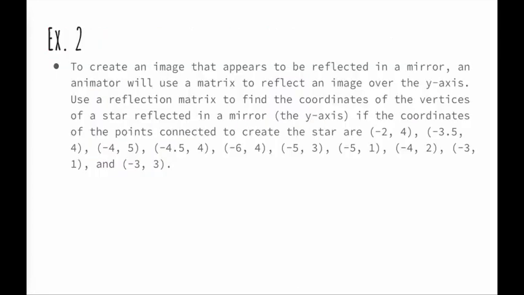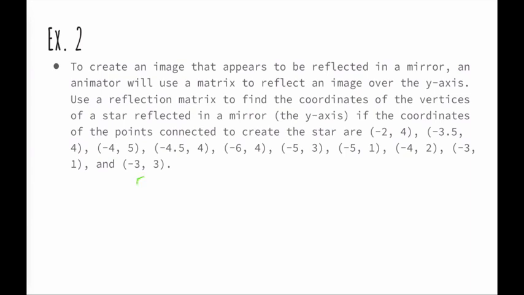To create an image that appears to be reflected in a mirror, an animator will use a matrix to reflect an image over the y-axis. Use a reflection matrix to find the coordinates of the vertices of a star reflected in a mirror, the y-axis, if the coordinates of the points connected to create the star are these.